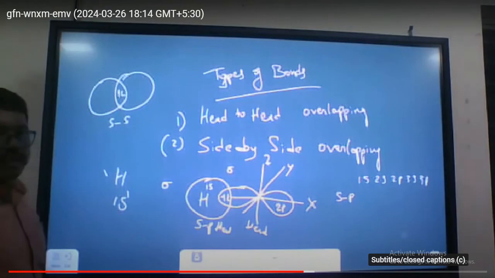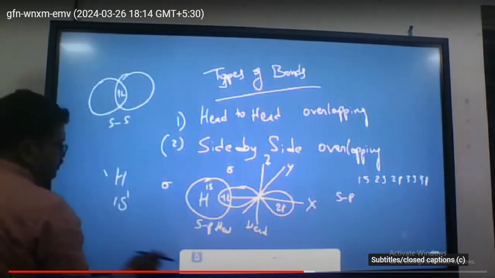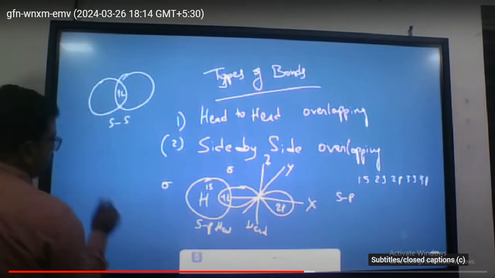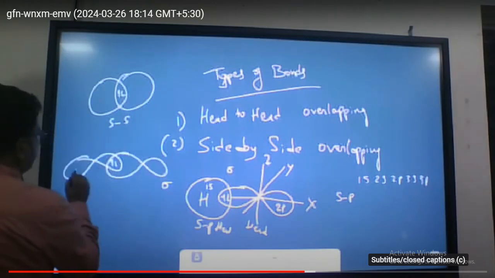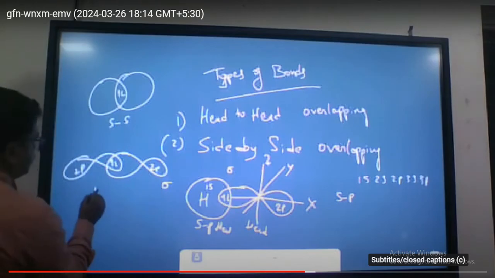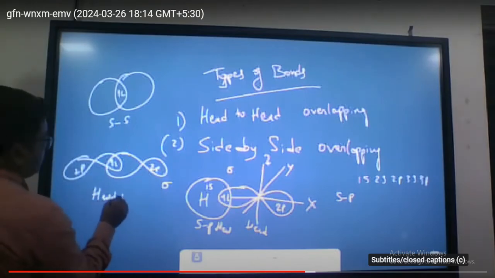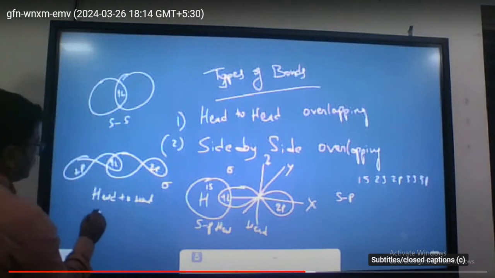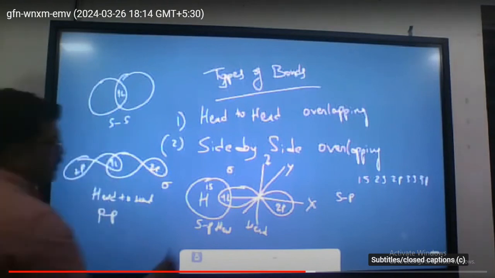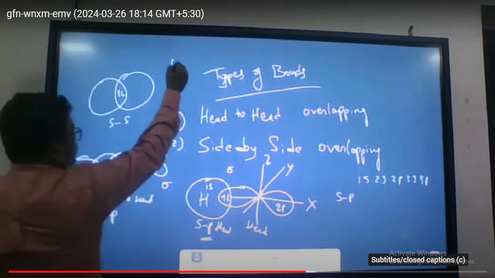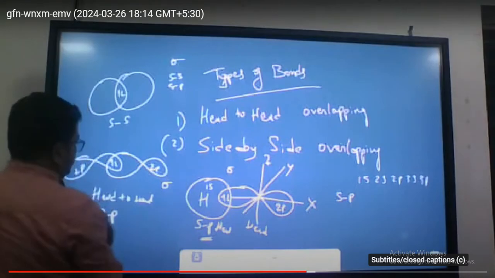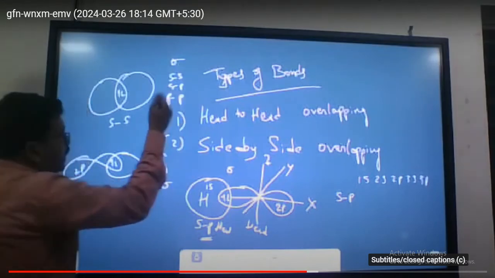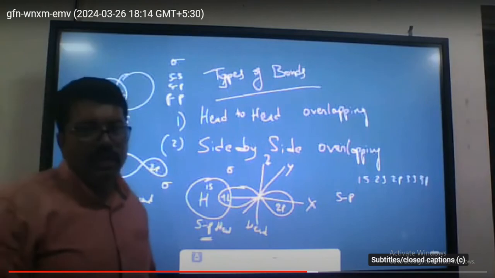This is also head to head. And another one, p to p. This p to p is also head to head. So SS, PP and SP are all sigma bonds: SS head to head overlapping, SP overlapping, and PP head to head overlapping.